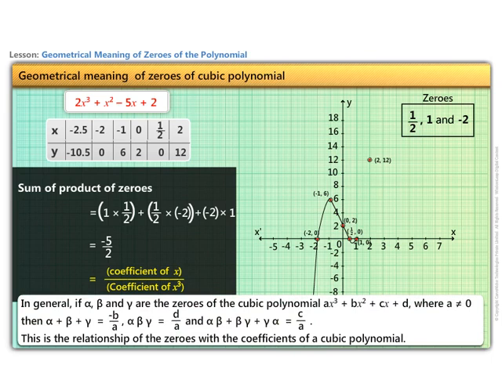In general, if alpha, beta and gamma are the zeros of the cubic polynomial ax cubed plus bx squared plus cx plus d, where a is not equal to 0, then alpha plus beta plus gamma is equal to minus b by a and alpha into beta plus beta into gamma plus alpha into gamma is equal to c by a. This is the relationship of the zeros with the coefficients of a cubic polynomial.